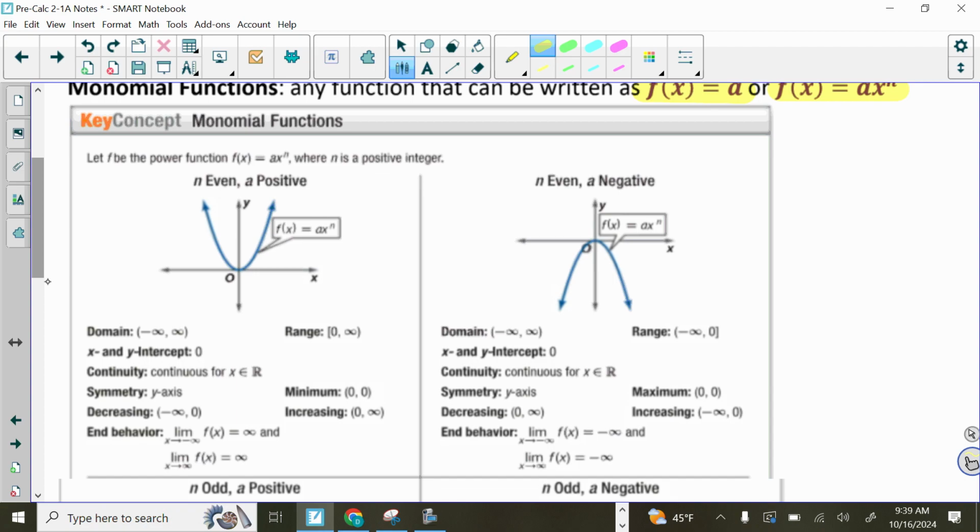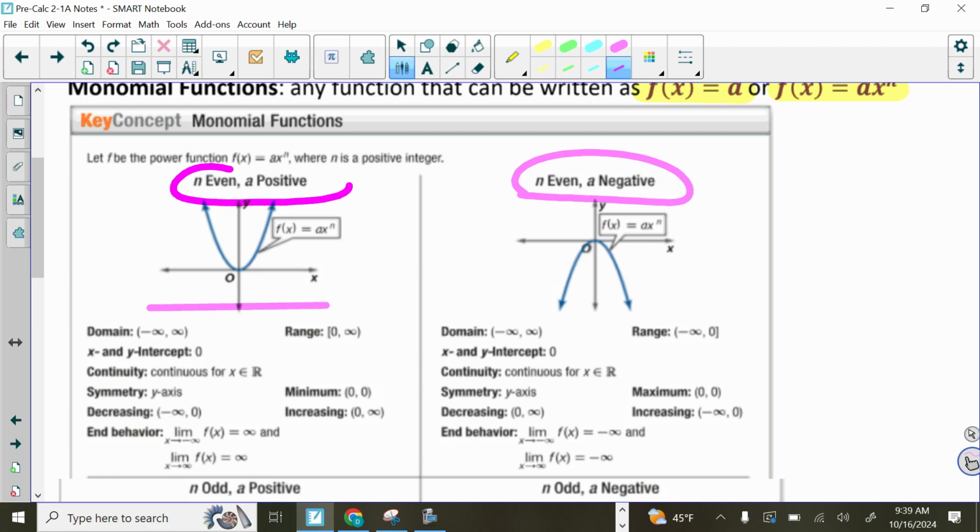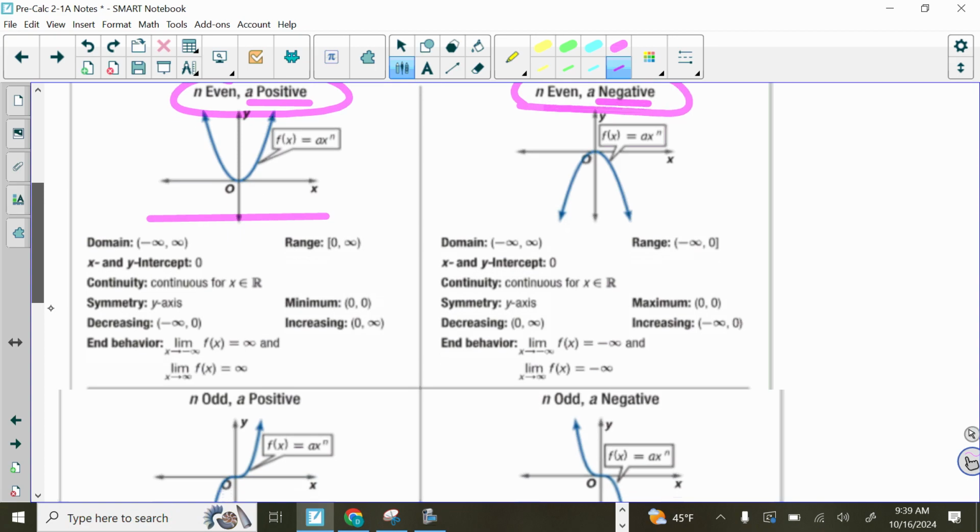So over here, you can see that in this one, n is even, a is positive. You've got the upward facing graph, the parabola there. And then on this one, you've got a downward facing graph because in this case, n is even, but a is negative here. Both cases, n is a positive exponent.